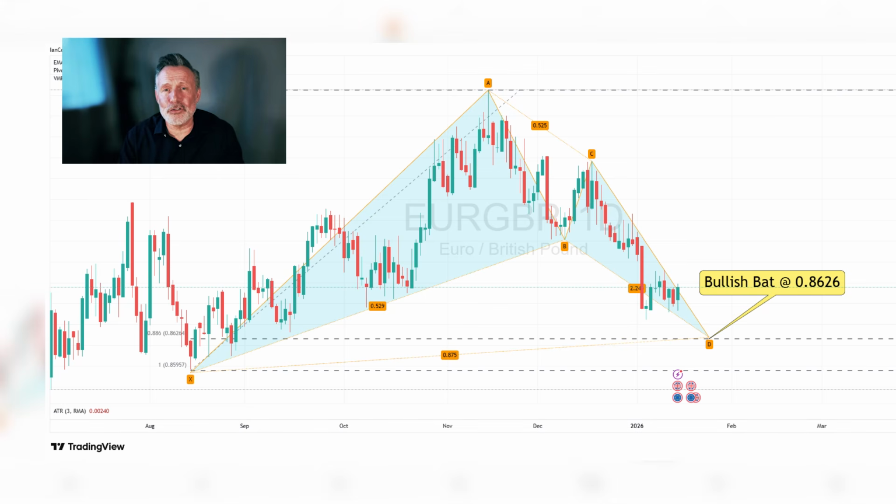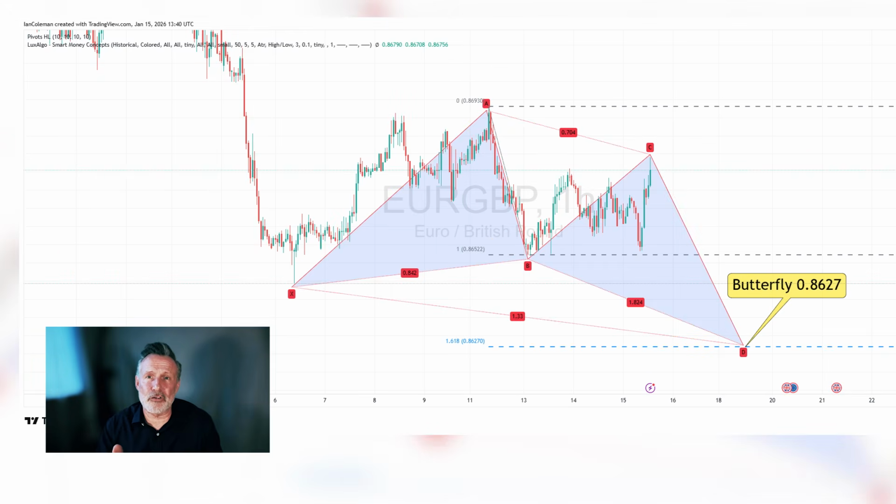We know about top-down analysis, looking at higher time frames to analyze shorter time frame moves. What we haven't discussed is formations within formations. In this example, we're going to look at the euro against sterling. The daily chart shows the completion of a bullish bat formation at 0.8626. The 1 hour chart shows the completion of a bullish butterfly formation at 0.8627. This is confluence upon confluence.